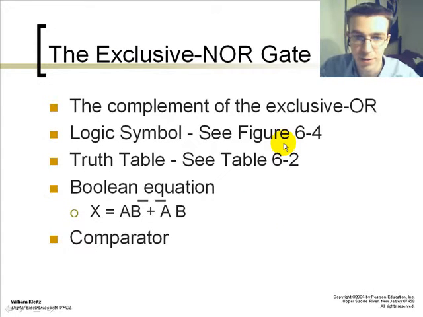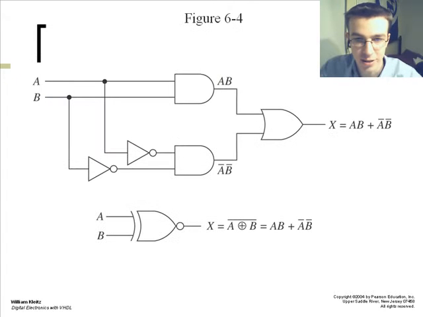The exclusive NOR is a complement of the exclusive OR gate. This is shown here. The symbols and the chip are slightly different. The symbol is the same as the exclusive OR, with a plus sign and the circle around it, but it's negative, so it has this bubble as well on the chip diagram.